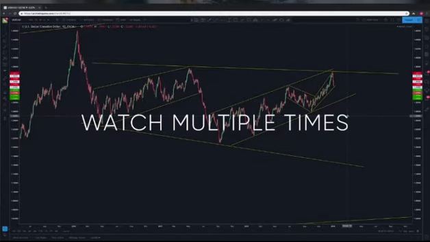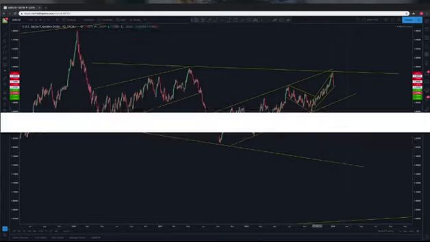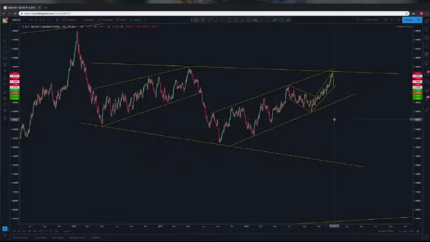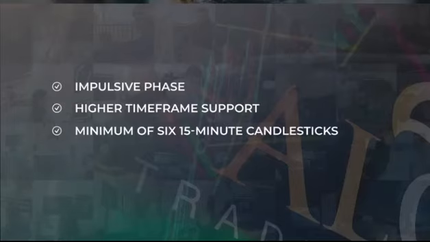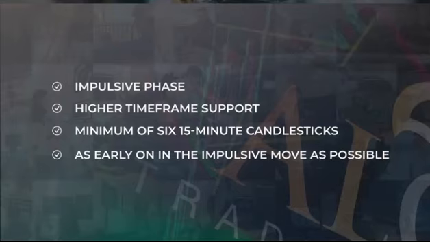So as we go into the charts, it's important when we're utilizing the 15-minute chart that we have a checklist. The checklist for the 15-minute chart is as follows: Number 1, impulsive phase. Number 2, high time frame structure supporting the move. Number 3, a minimum of 6 15-minute candles before placing the order. And number 4, as early on in the impulsive move as possible. So these are the main 4 checklist items that you want before taking the trade. That's going to give you clarity, and it's going to keep it very, very simple when taking these trades.